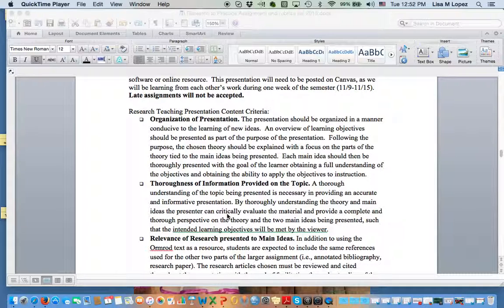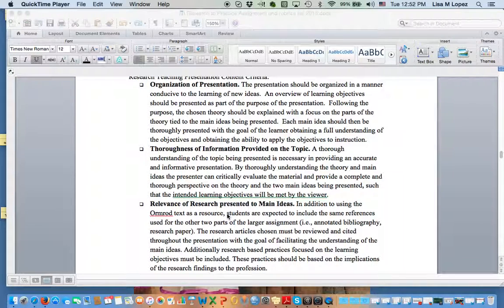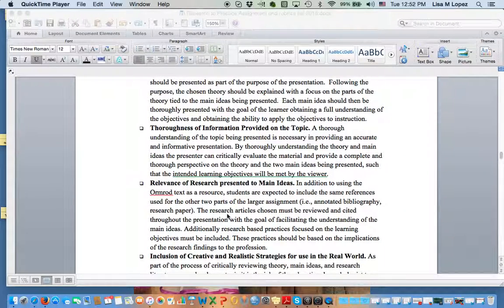The presentation is going to be graded based on its organization, so it should be organized and conducive to learning new ideas. There should be learning objectives at the beginning. So what do you want the person looking at the presentation to learn? There should be the purpose of the presentation. So what is the research question? Why is it important? The chosen theory should be explained. And then each main idea should be presented with the evidence base for it, with the goal of the learner obtaining full understanding of the objectives and the ability to apply the objectives to instruction, and also including references throughout.